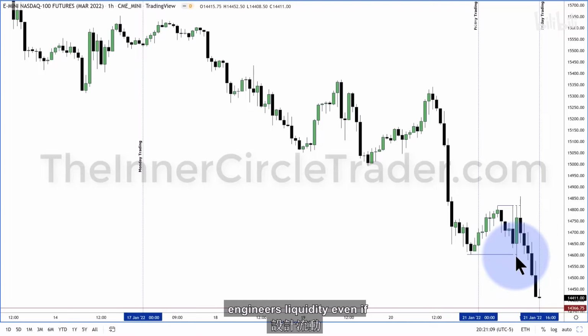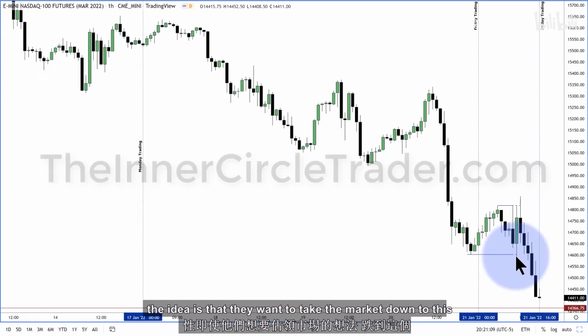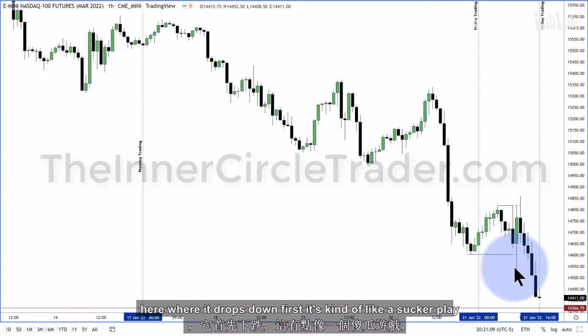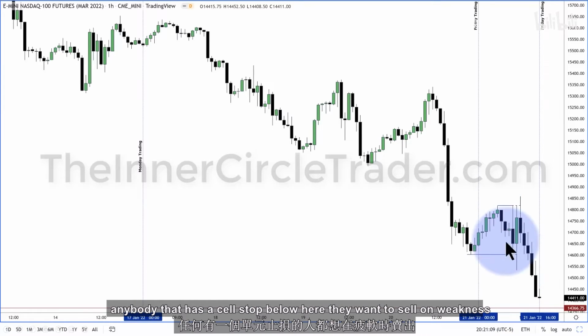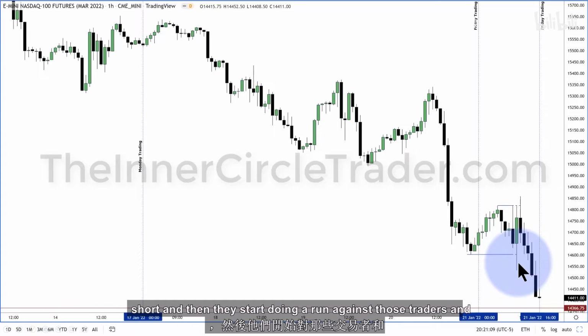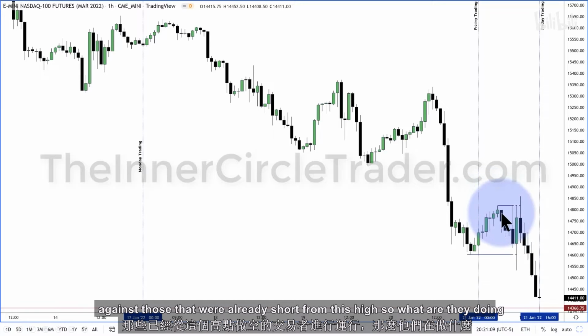So it engineers liquidity. Even if the idea is that they want to take the market down to this level, if it's been consolidating, I like to see them do this type of move here, where it drops down first. It's kind of like a sucker play. Anybody that has a sell stop below here, they want to sell on weakness, they're going to get tripped into the marketplace. So now they're triggered in short. And then they start doing a run against those traders and against those that were already short from this high.